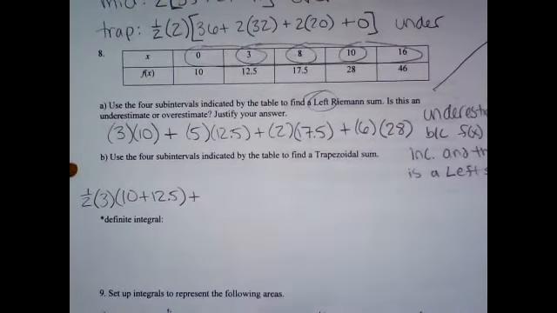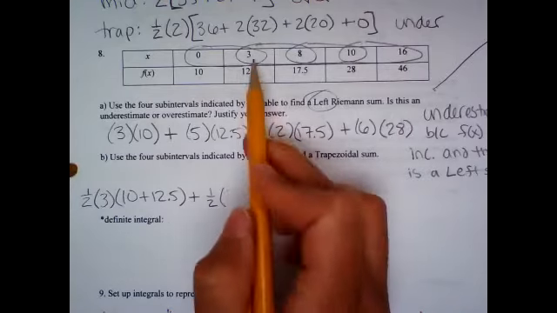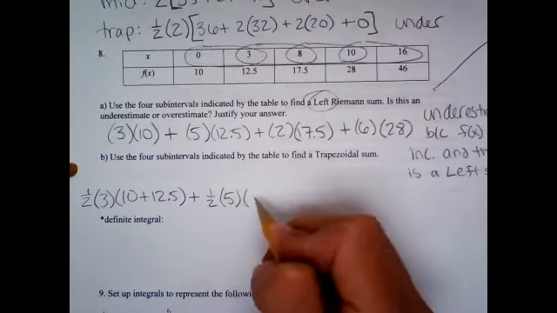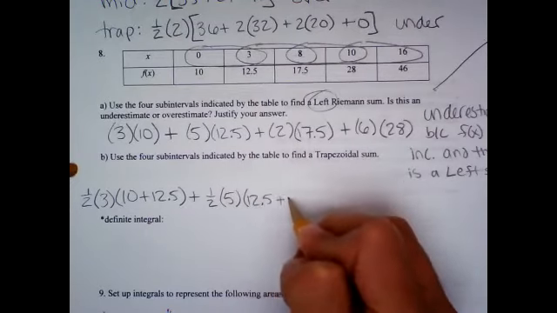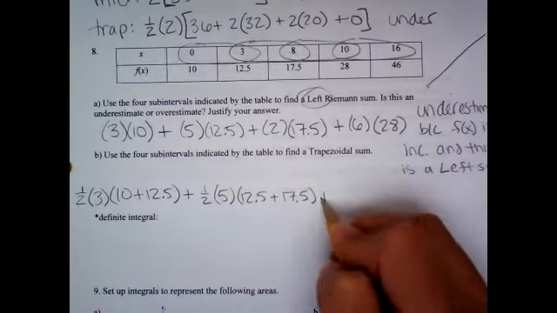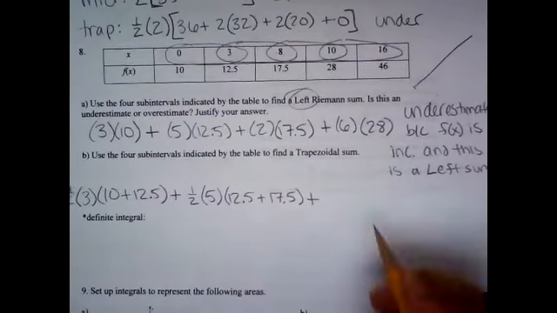All right, what's the next one going to be? 1/2 times what? Good, from 3 to 8 is 5, and then 12.5 plus 17.5. Plus, I know this is a lot to write out, but I actually kind of like these because once you get the hang of the pattern, you just write it out and that's your answer.